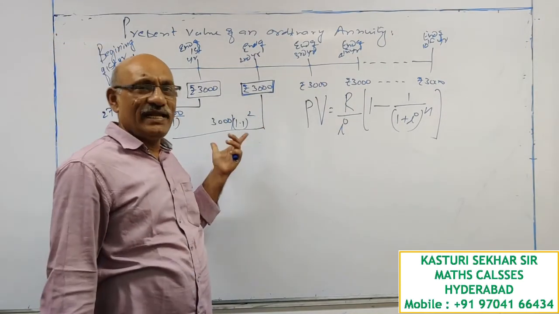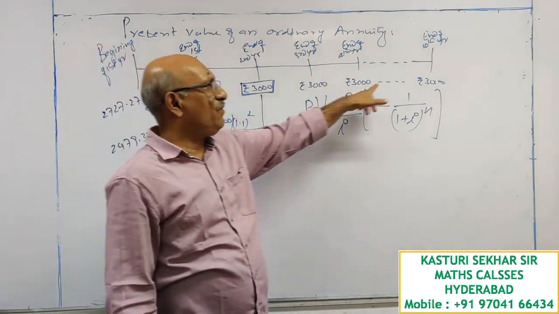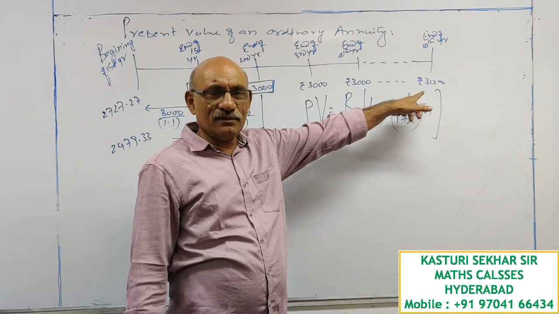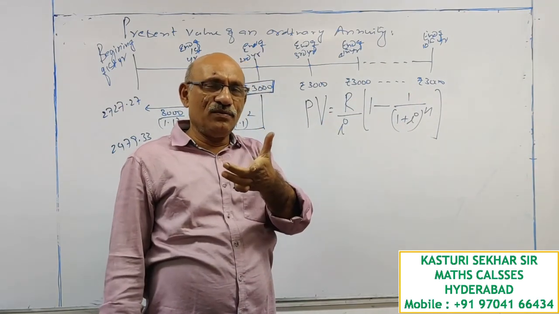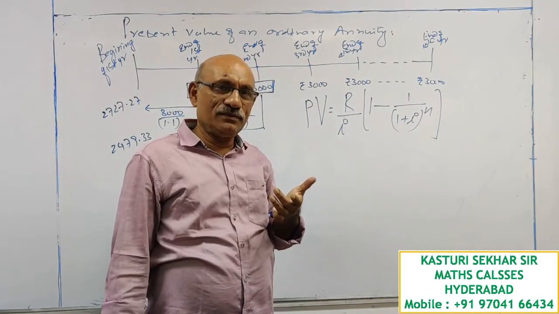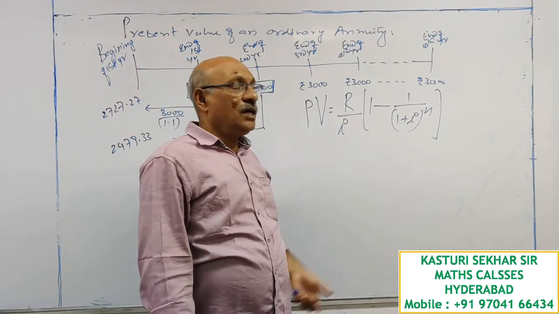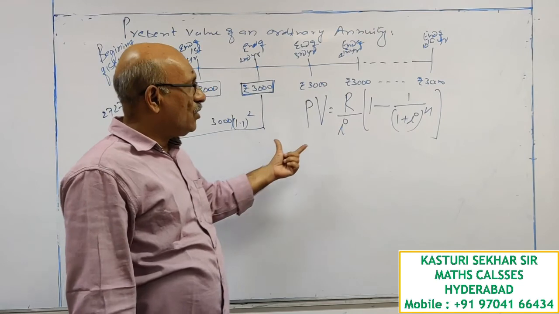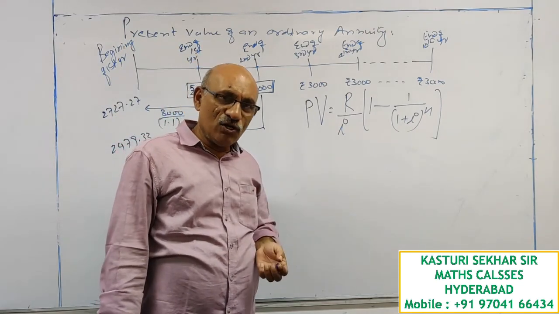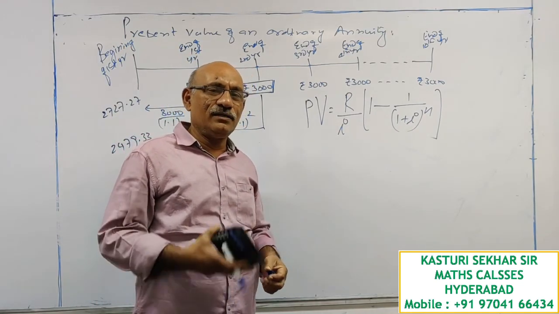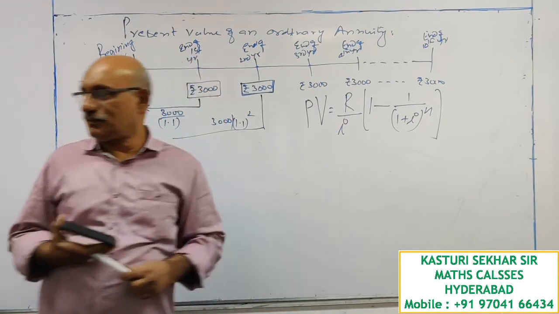Single payment I get here: 1, 2, 3, 4, etc. 10 payments are there. What is the present value of all these payments? I get it by using this formula. Okay, note down this. I will consider numerical problems so that you will get it even in a better way.